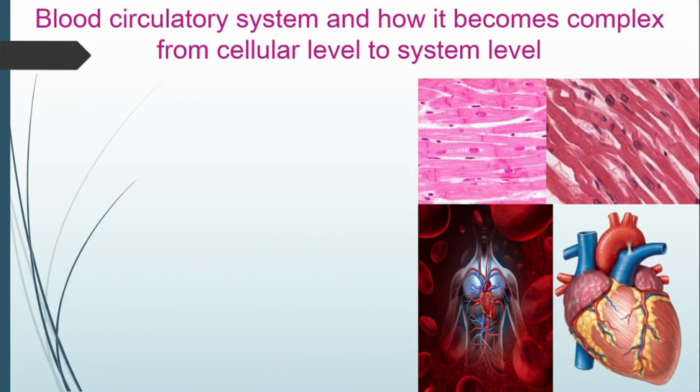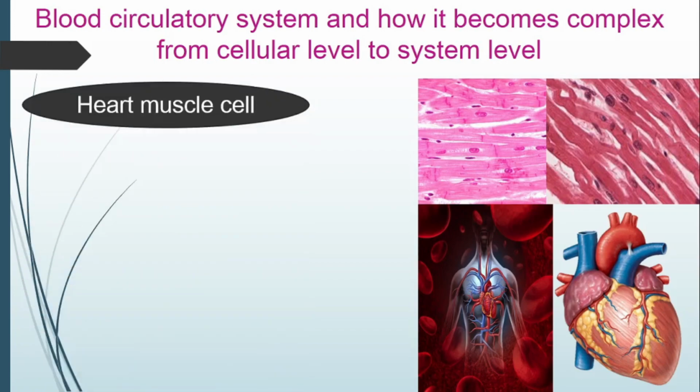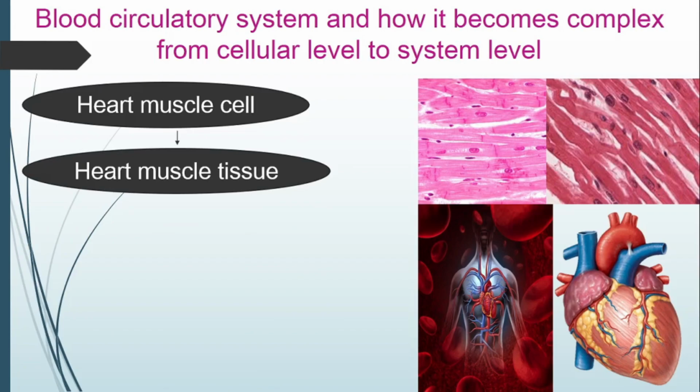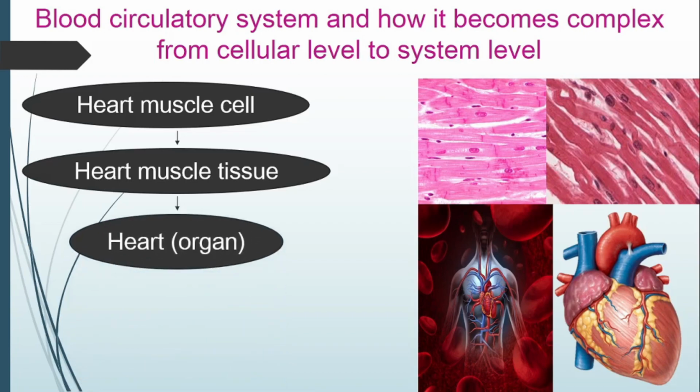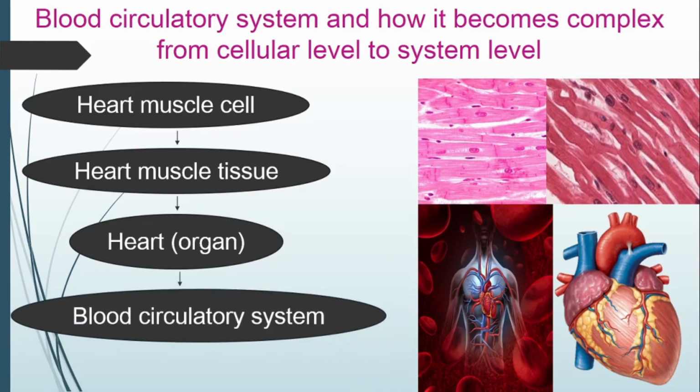Blood circulatory system and how it becomes complex from cellular level to system level. First of all, heart muscle cells get together and form a heart muscle tissue. Then again, heart muscle tissues get together and form a heart, which is a main organ in our circulatory system. And also organs, the heart and other organs in the body, get together and make a blood circulatory system, or a system.